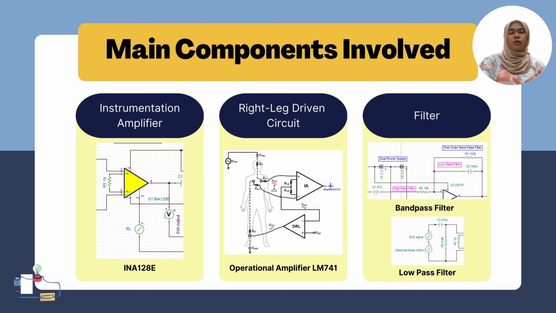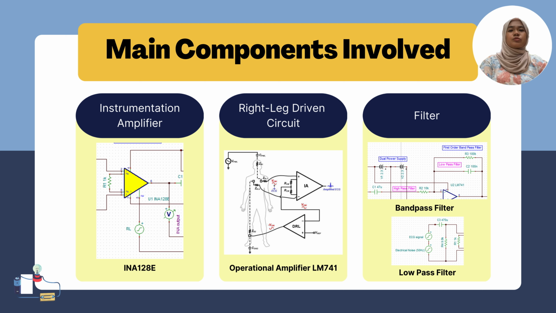In this project, we explore the process of creating and optimizing an ECG signal acquisition system using the TINA software. We will focus on 3 critical components of the circuit, which are the instrumentation amplifier, the right leg driver circuit, and the filtering stages. These components are essential for acquiring clean and reliable ECG signals for medical monitoring and diagnostics.